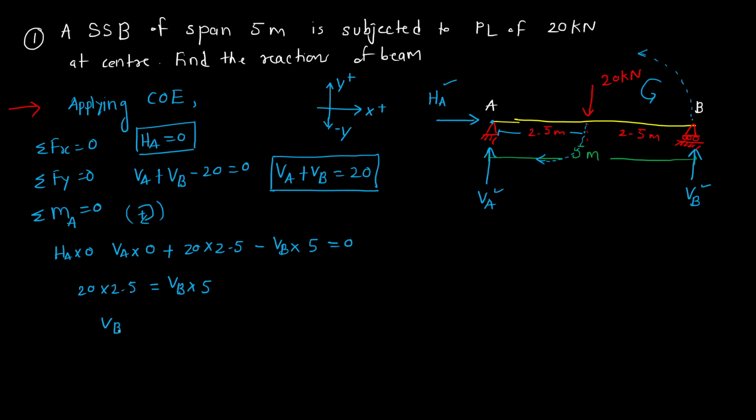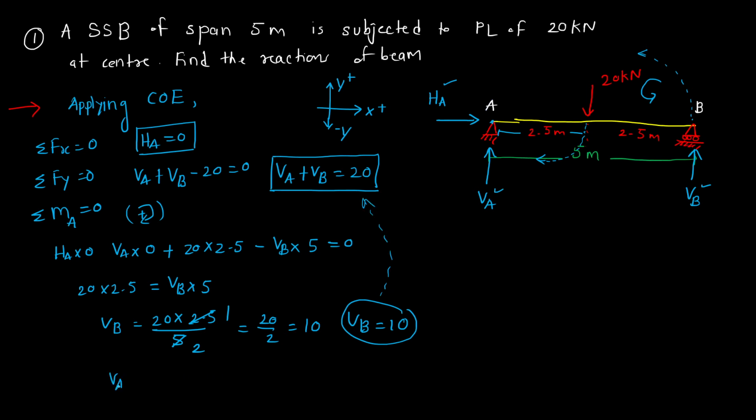So VB is equal to 20 into 2.5 divided by 5. So 2.5 ones are 2.5, 2.5 twos are 20, divided by 2. This is equal to 10. So VB value is 10. Substitute this VB in the second equation. So VA plus VB is equal to 20. This means VA plus 10 is equal to 20. VA is equal to 20 minus 10, that is 10.